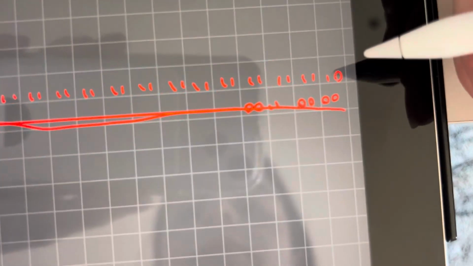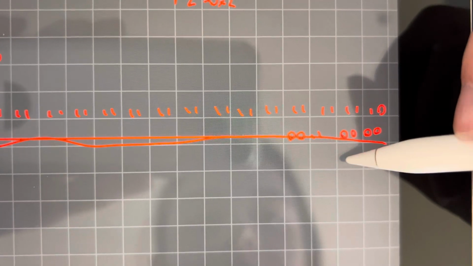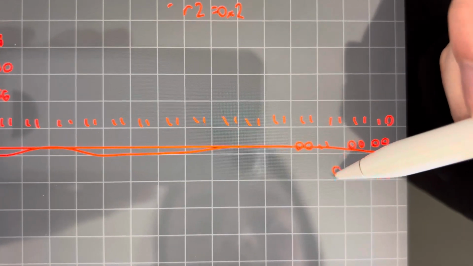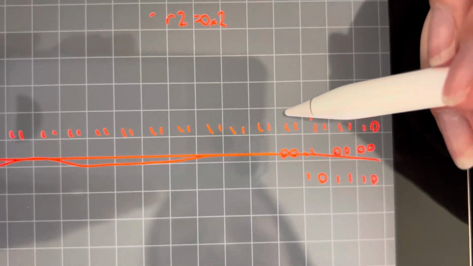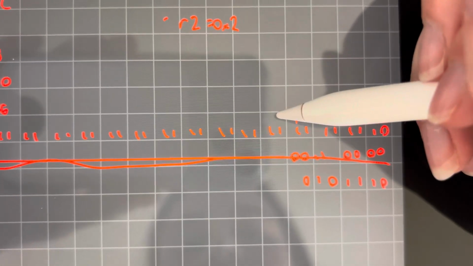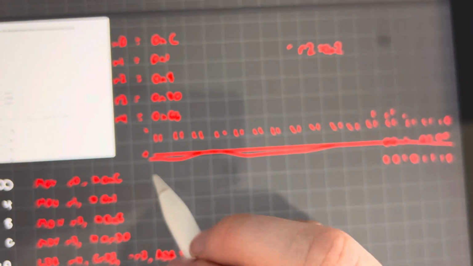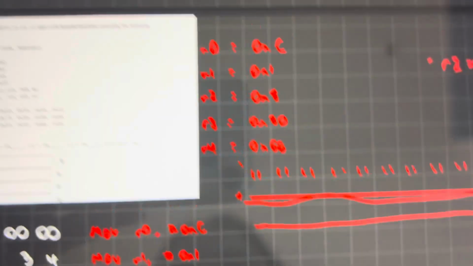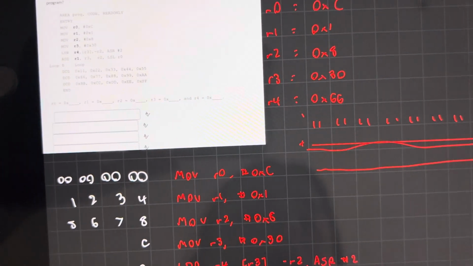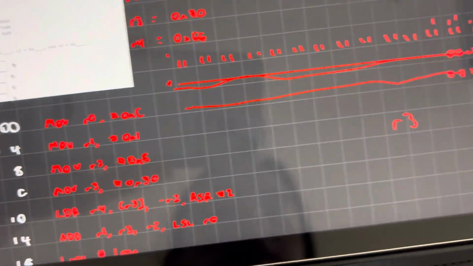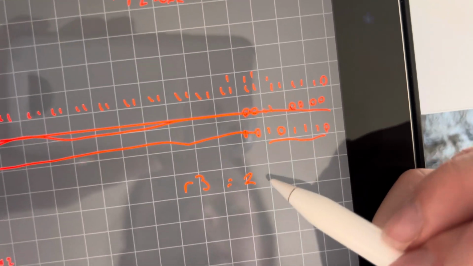Now we have to add those up. 0 plus 0 is 0, 1 plus 0 is 1, 1 plus 0 is 1, 1 plus 0 is 1, 1 plus 1 is 0 with a carry, 1 1 1 is 1 with a carry, then 0 with a carry, 0 with a carry, and it's going to go all the way over with the last one having a carry, and then these are all zeros. We don't have to update any flags in this program, so we just ignore the carry for now. But now R3 is equal to this value, which is a 2, and then an E.